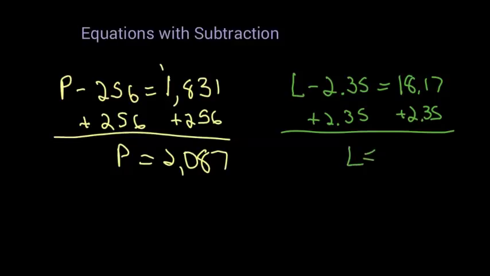So 5 plus 7 is 12. Carry my 1. 2 plus 3 is 5. 8 plus 2 is 10. And 1 plus 1 is 2. So I get 20 and 52 hundredths for L.